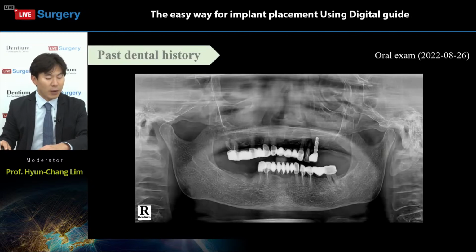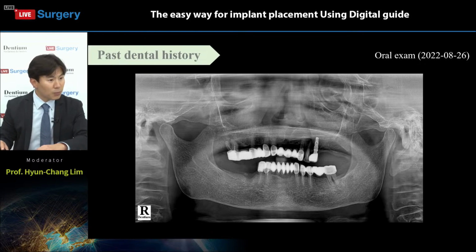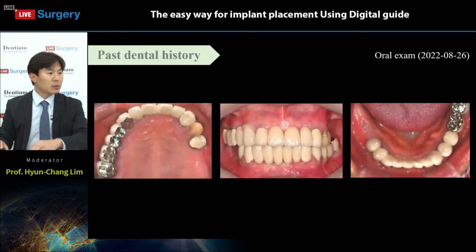This is a panoramic radiograph. There are missing tooth areas on the posterior segment on the upper left area and the lower right area. And tooth number 24 looks periodontally and endodontically compromised. And this is a clinical situation of the patient. We can find some little depression on the missing tooth area, on the upper left area and lower right area.